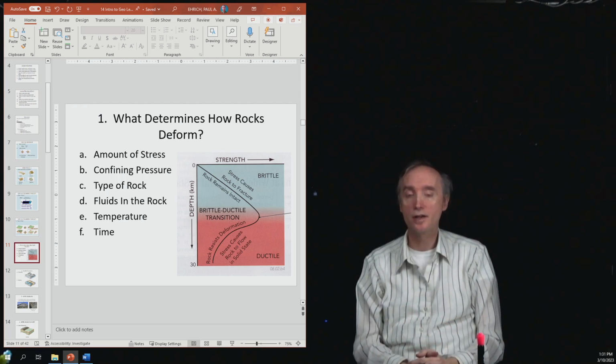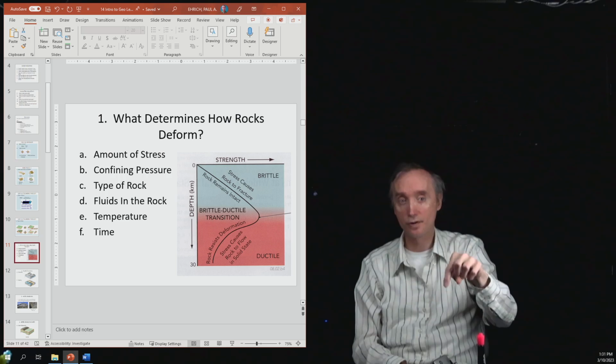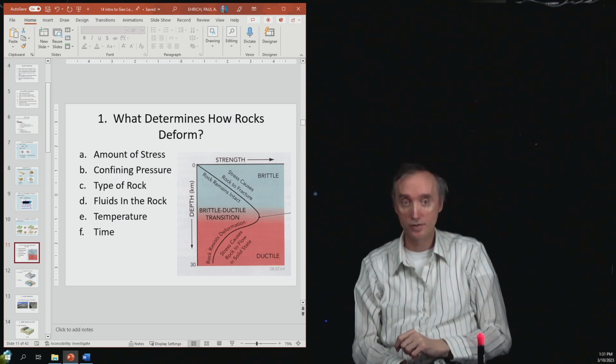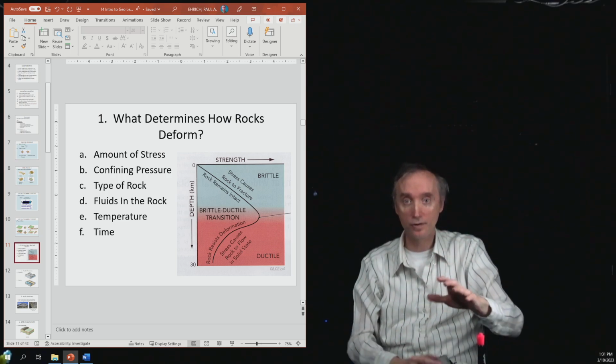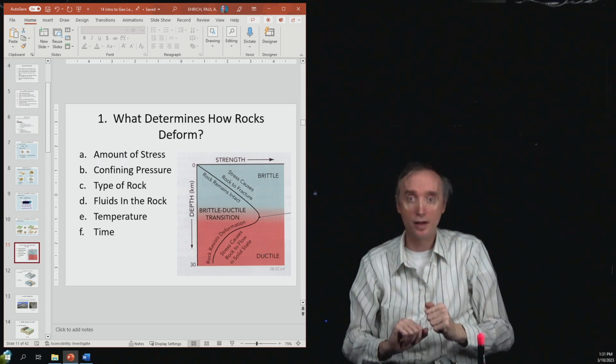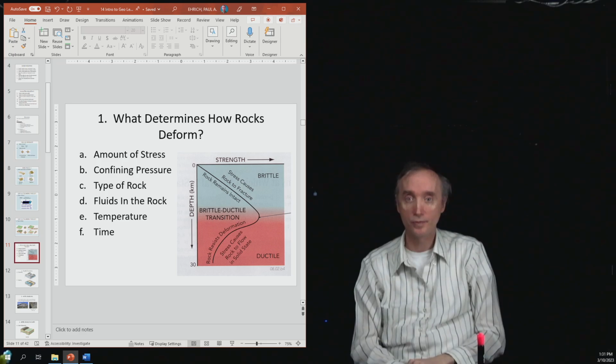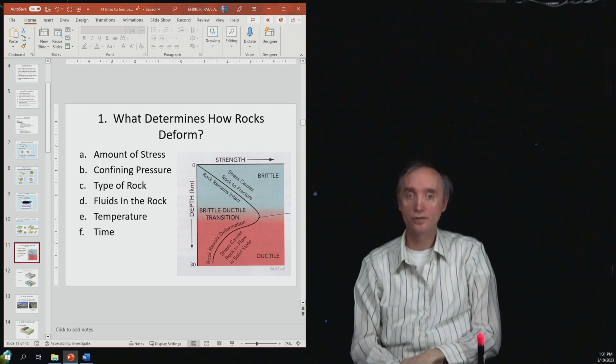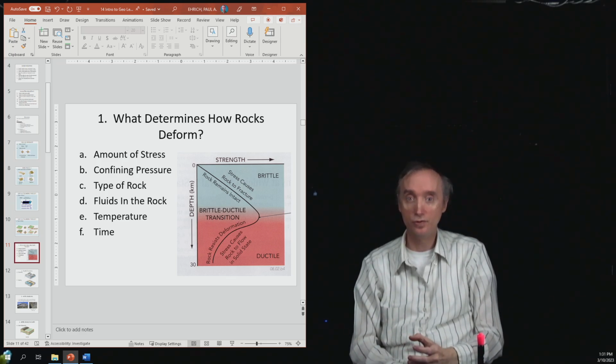The next thing is going to be confining pressure. Confining pressure is the pressure that something feels because it's under the ground. So the deeper it is under the ground, the more confining pressure is being applied to that rock. And so once again, that can determine what it's going to do when you apply the stress to it.